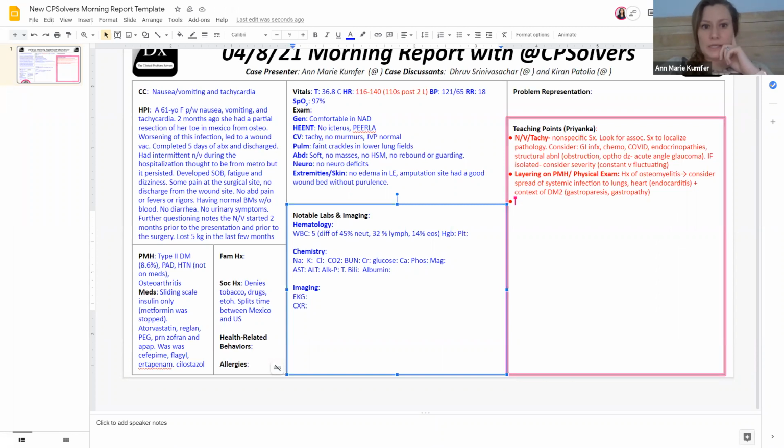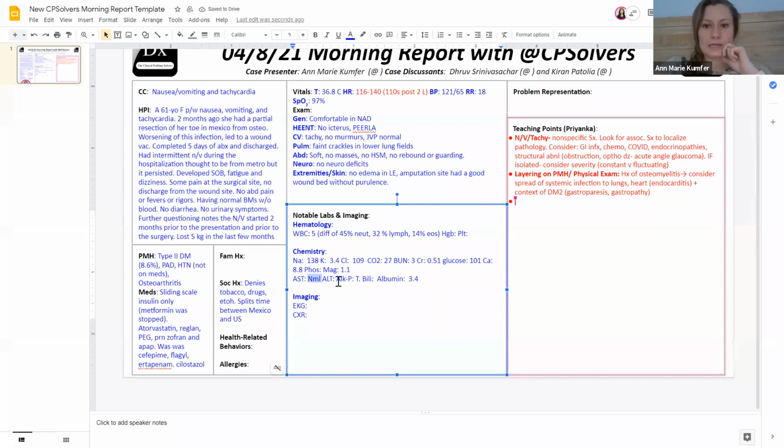Her CMP showed a sodium of 138, a potassium of 3.4, a chloride of 109, a bicarb of 27, a BUN of 3, and a creatinine of 0.51. Her glucose was 101. Calcium was 8.8. Magnesium was 1.1. Albumin was 3.4. And I'll just say the rest of her hepatic function panel was completely normal.